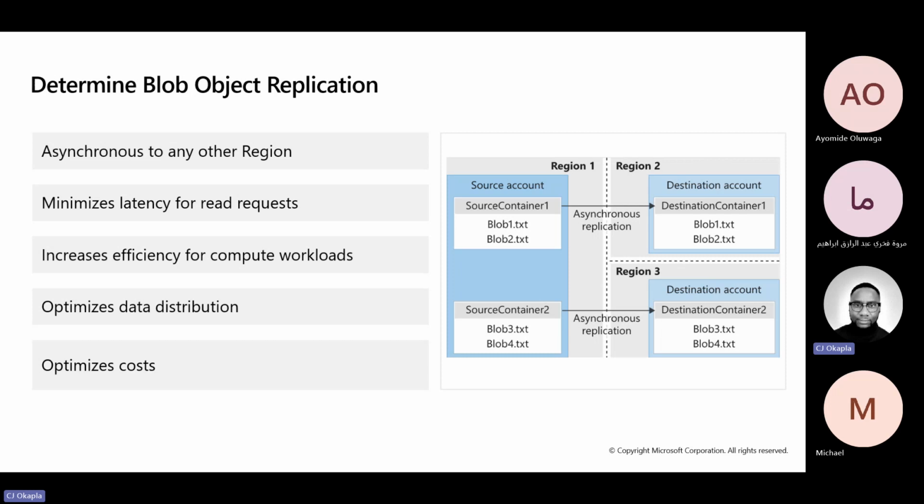So determining blob object replication. You can do that asynchronously to any other region, and this minimizes latency for read requests. It also increases efficiency for compute workloads, optimizes data distribution, and also optimizes costs.